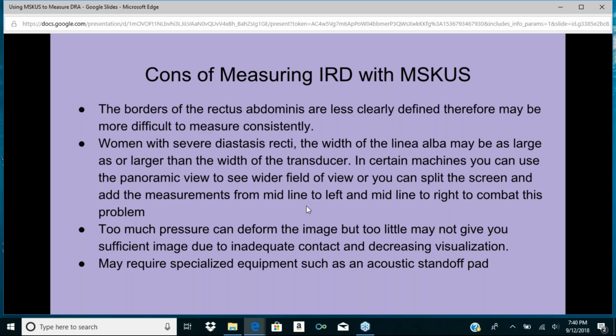You could do a split screen view and add the measurements from the midline to the left and the midline to the right.